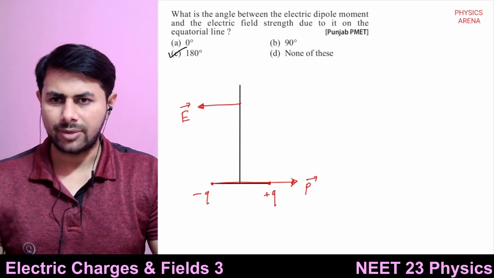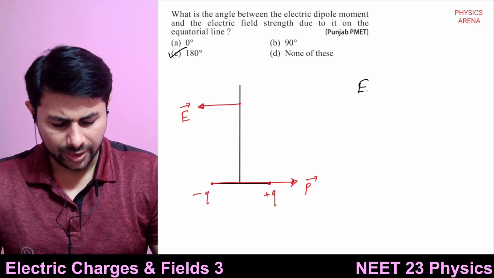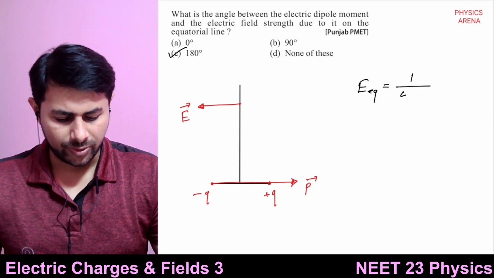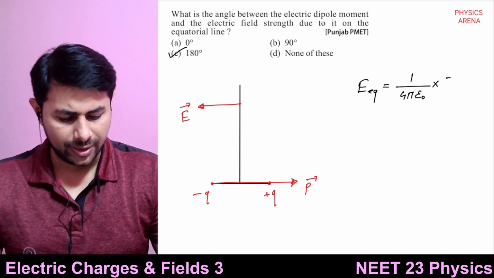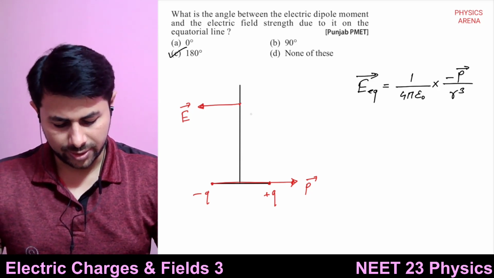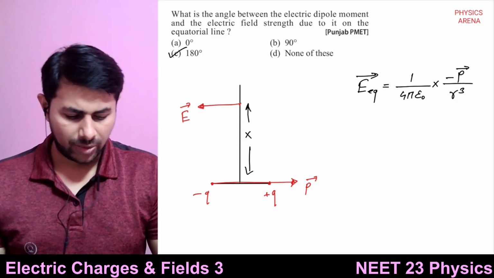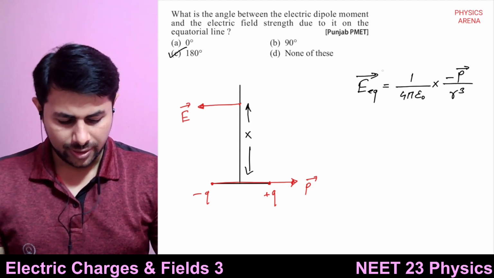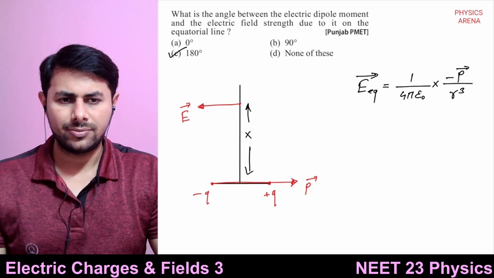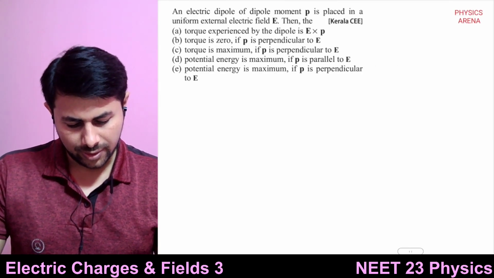Tamil Selvi, what's the formula? E equatorial is equal to 1 upon 4 pi epsilon naught multiplied by minus p bar divided by r cube, or if we call this distance x, then x cube. So how much is the angle between them? It is 180 degrees because we have this negative sign in the formula. Okay, this is simple, right?